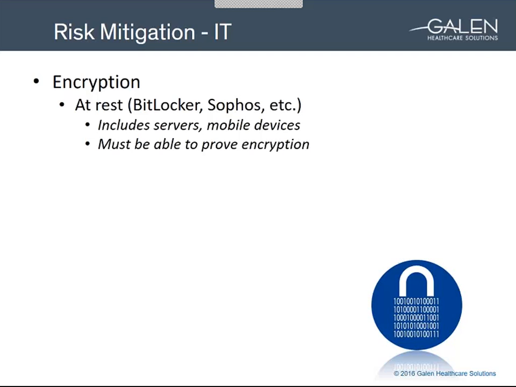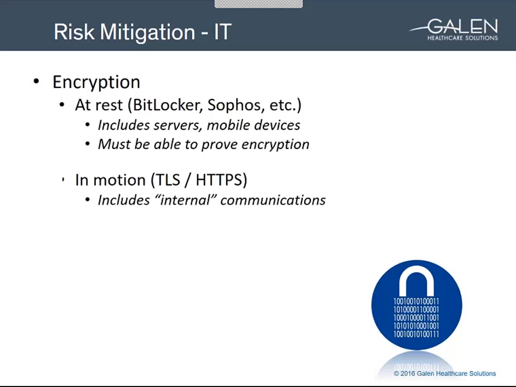and the best way to do that is by using some third-party tool, whether that's something built into Windows or whatever operating system you're using, like BitLocker, or whether that's Sophos, a third party that Galen happens to use. Any of these systems that you choose need to have central reporting capabilities on all of the devices in your organization that it's responsible for encrypting. In addition to being encrypted at rest, it's got to be encrypted in motion, and again, this includes internal communications.